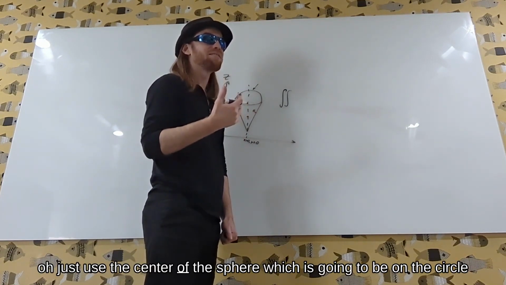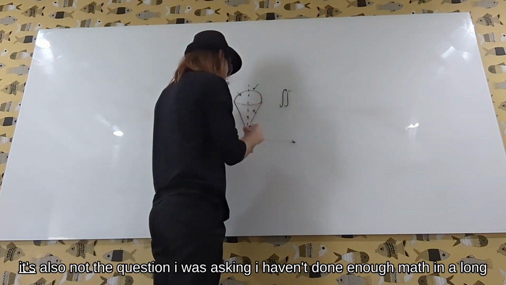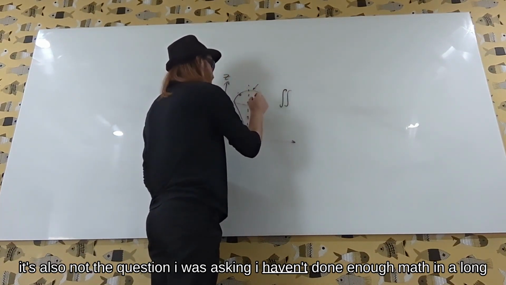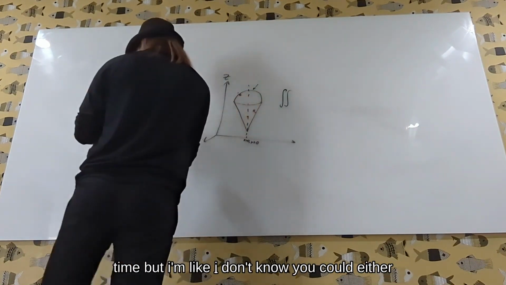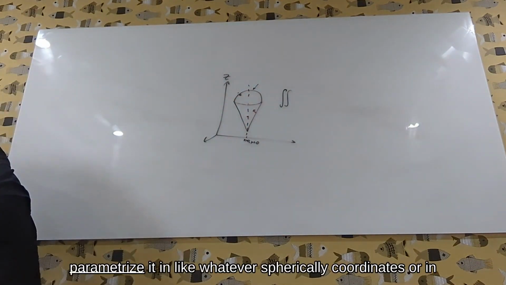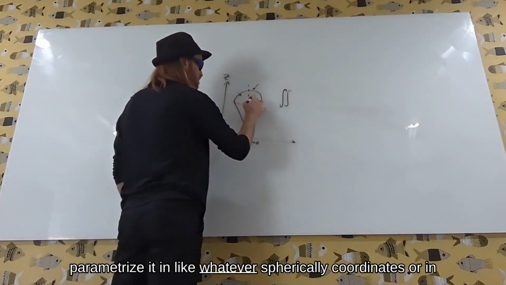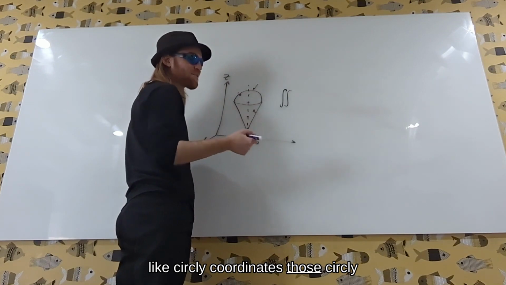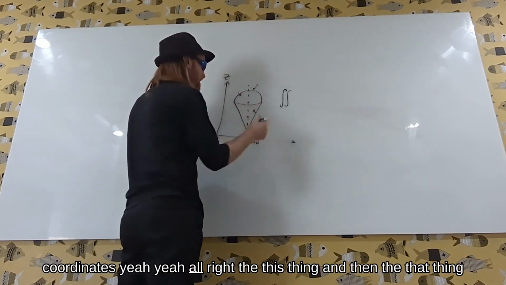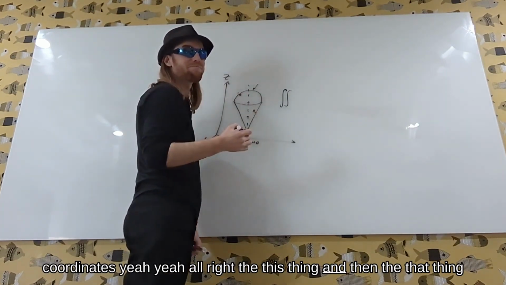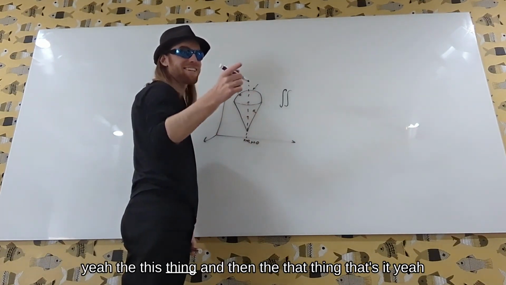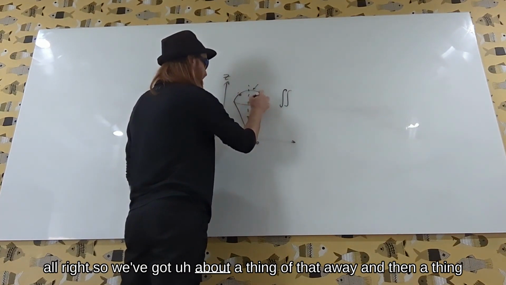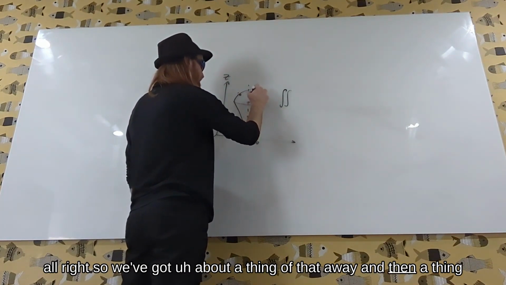Oh, just use the center of the sphere, which is going to be on the circle. That's also not the question I was asking. Yes, I haven't done enough math in a long time, but you could parameterize it in spherical coordinates or whatever. So we've got the this thing and then the that thing.